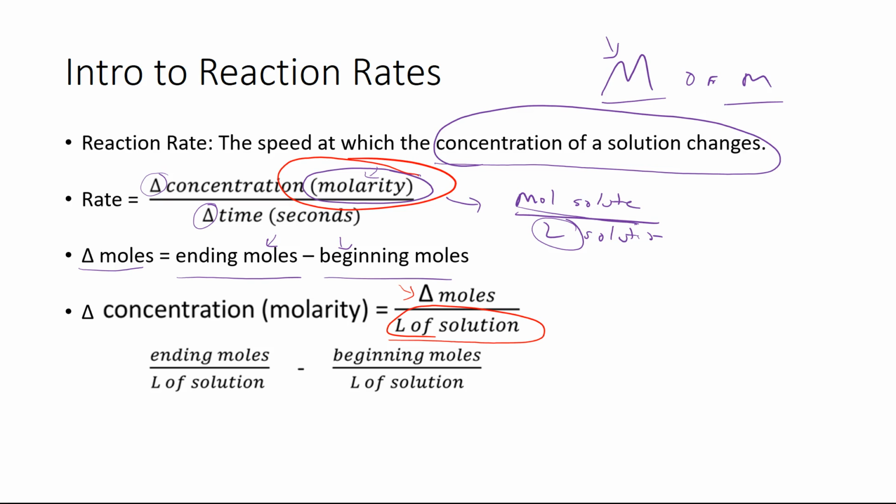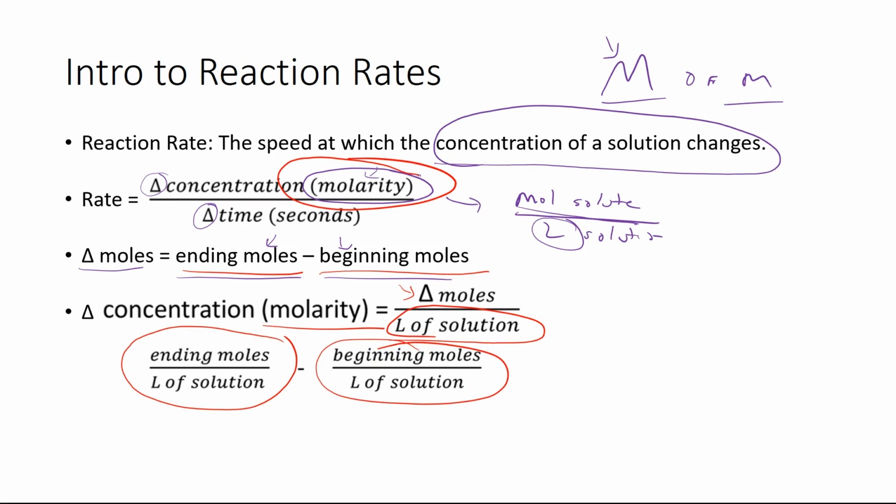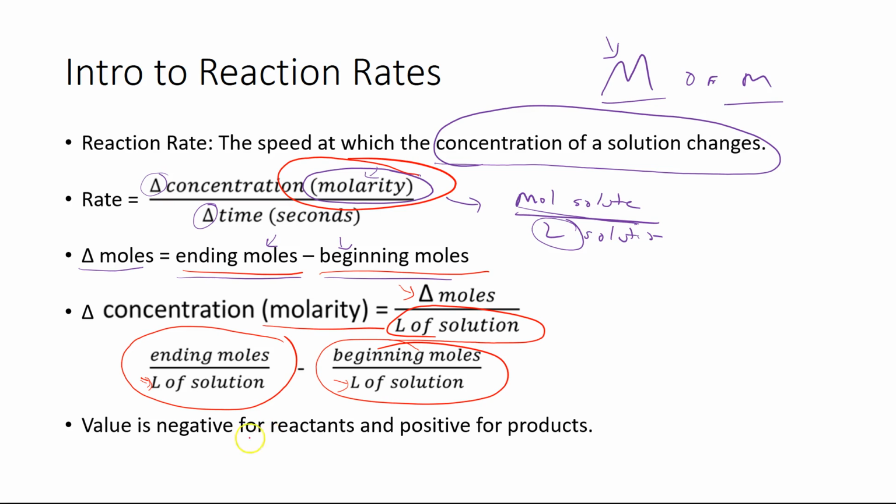And so the way we do that, so if the change in moles is the ending moles minus beginning moles, the change in molarity would be ending moles per liter of solution minus beginning moles per liter of solution. Okay, so sometimes you'll have more than a liter, sometimes you'll have less, and so we do need to indicate that number in the denominator. All right, and thing to remember here, so our change for our reactants should be a negative number. So reactants should end up with a negative number because we are decreasing our concentration, and our products should end up with a positive number because our products should be increasing their concentration throughout the reaction.